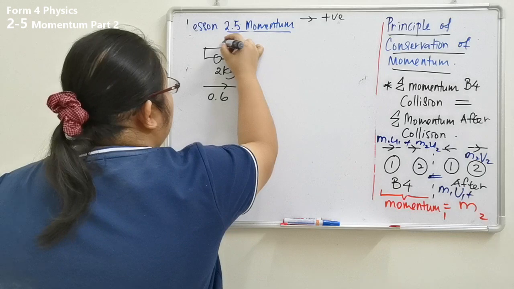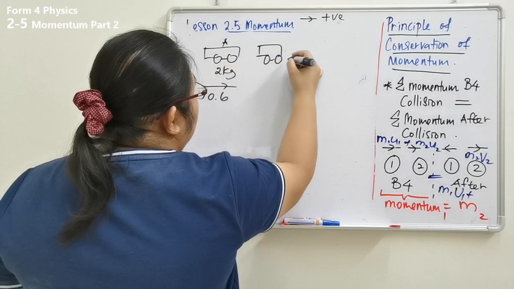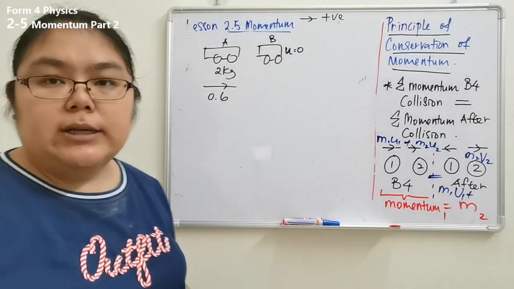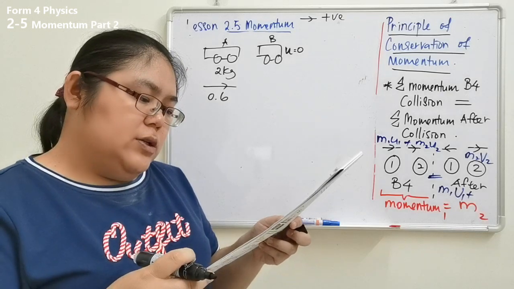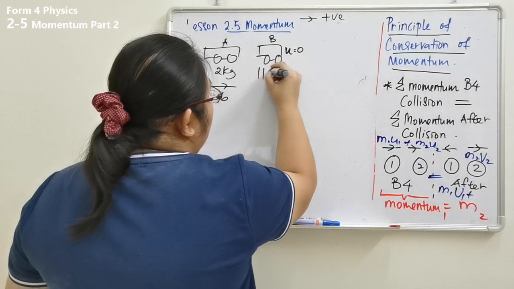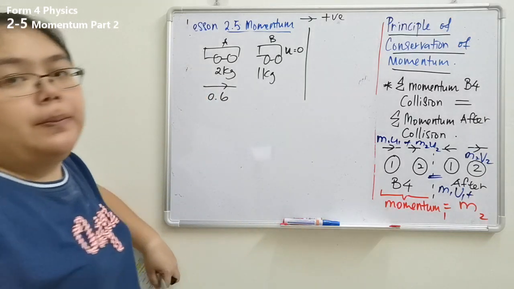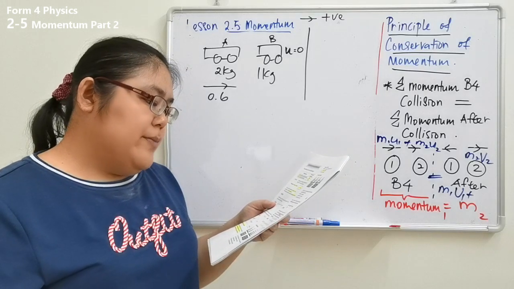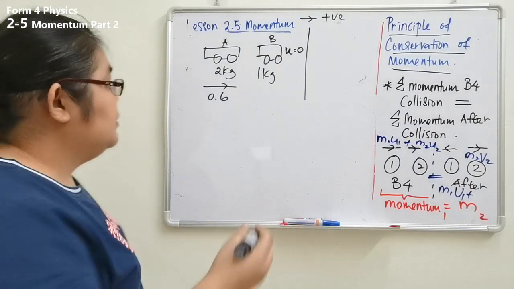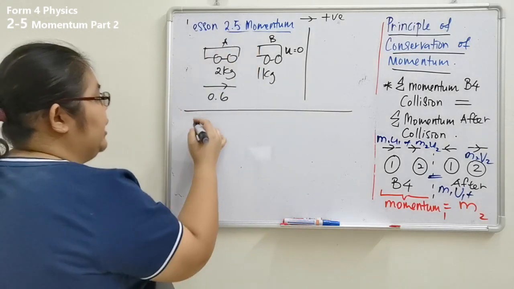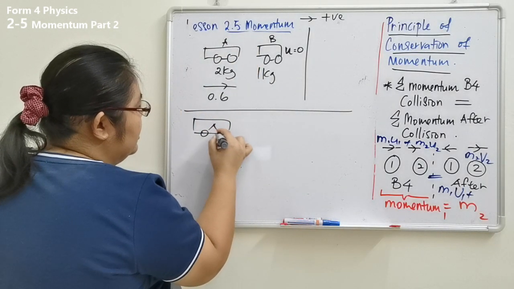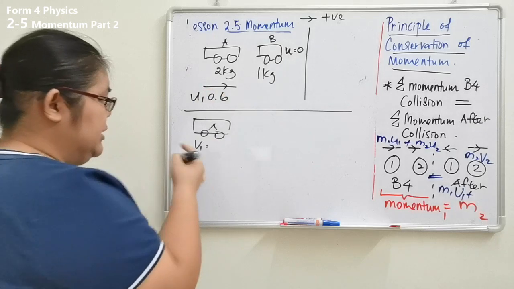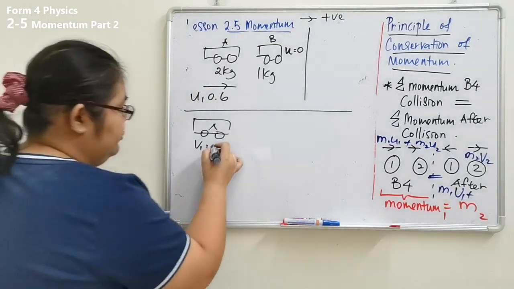So this one is trolley A, now we have trolley B. Trolley B, initial velocity equals 0. Agree? Stationary, never move. The mass is 1 kilogram. So this is before collision, before the hit. Now, they say after collision, the trolley of mass 2 kg is moving with the velocity 0.2. After collision, A moves with the final velocity, this one is V1, 0.2.